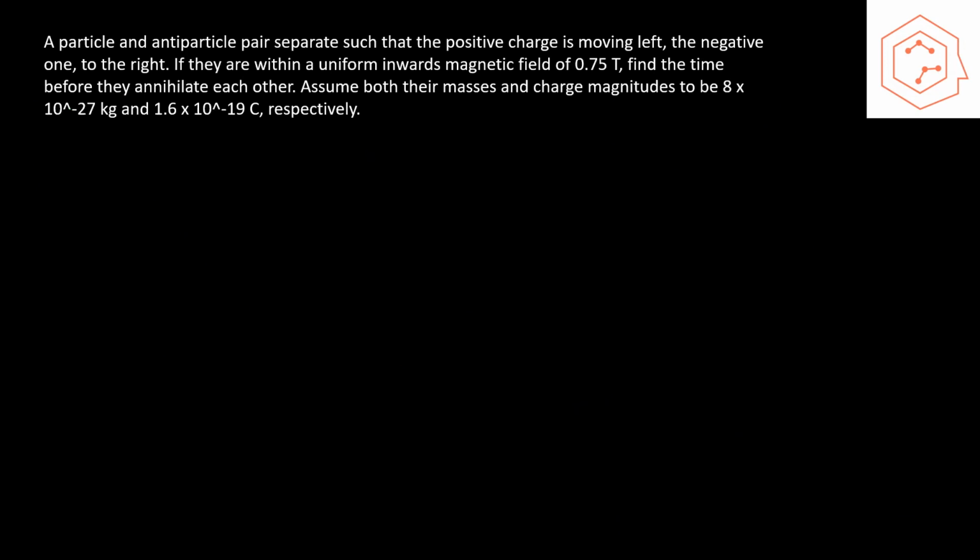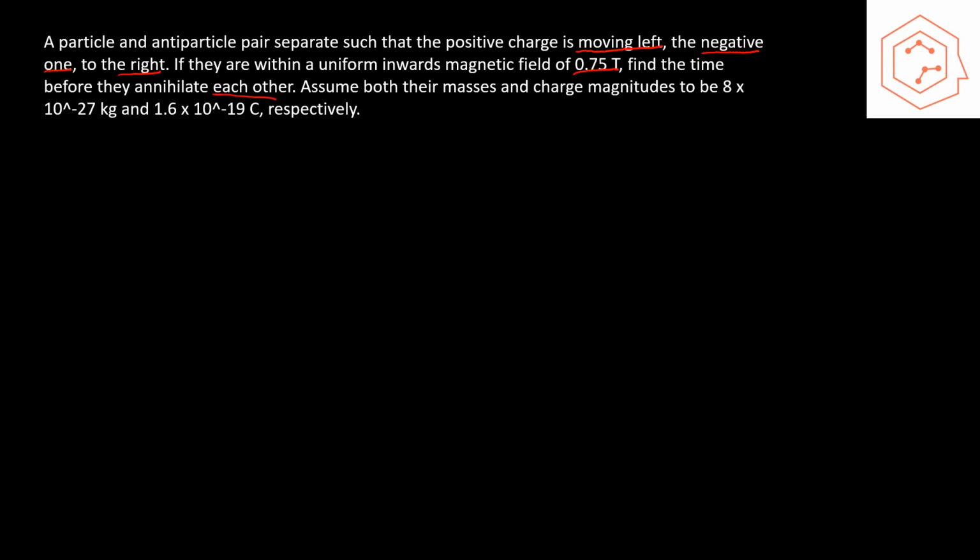So now ready for an example. We have a particle and antiparticle pair separate such that the positive charge is moving to the left and the negative one to the right. If they're within a uniform inwards magnetic field of 0.75 teslas, we want to find the time before they annihilate each other, and all that means is the time before they meet up again.